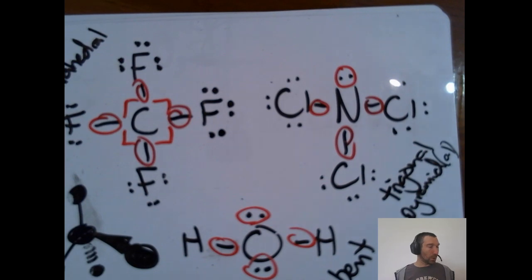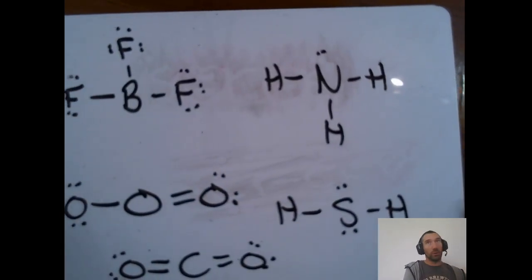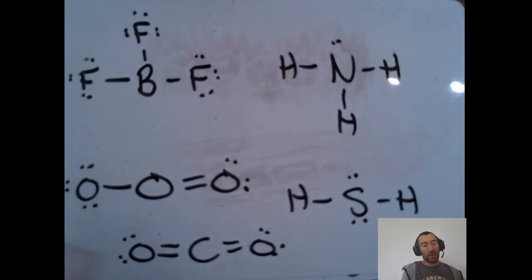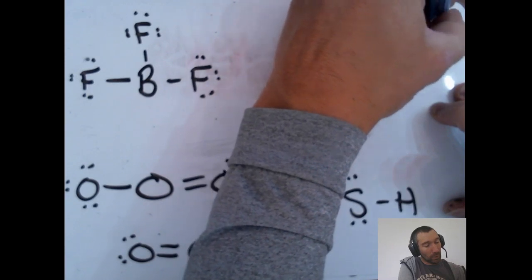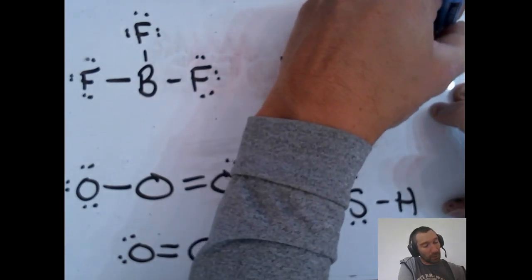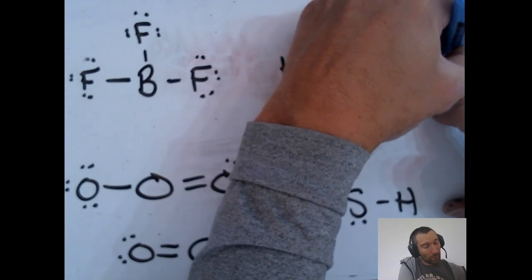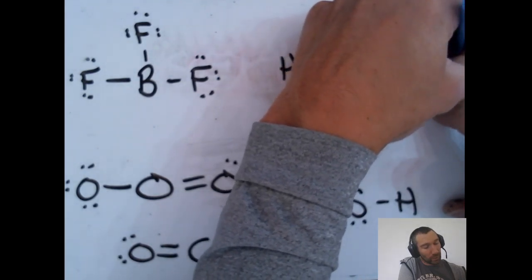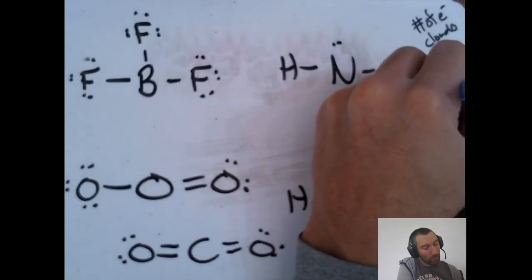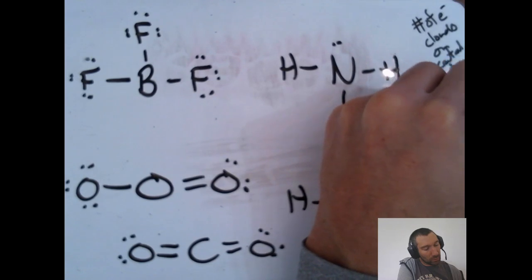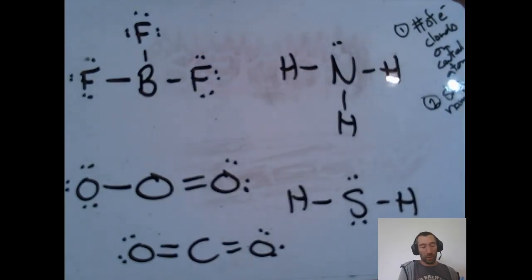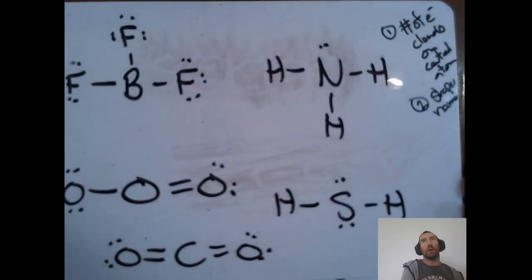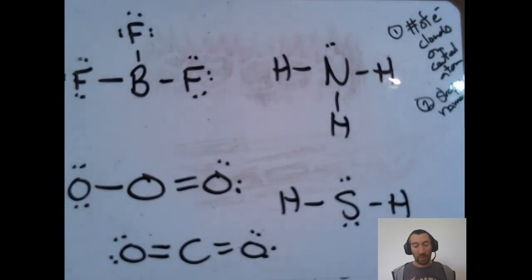Alright, I'm going to give you your Lewis structures, and all you guys need to do is look at them. Think about the 2 bits. I want the number of electron clouds on the central atom, and then I want the shape name. I'm giving you the Lewis structures.